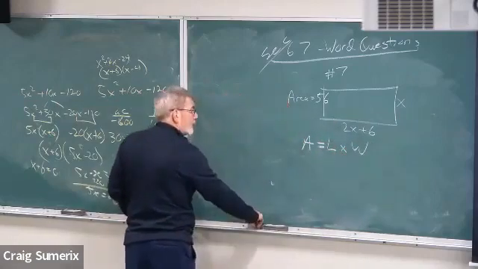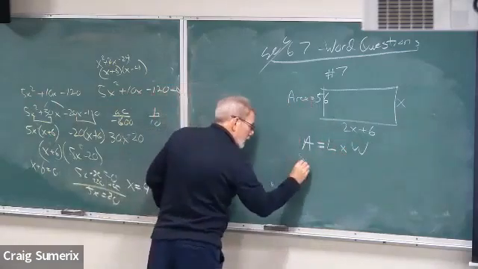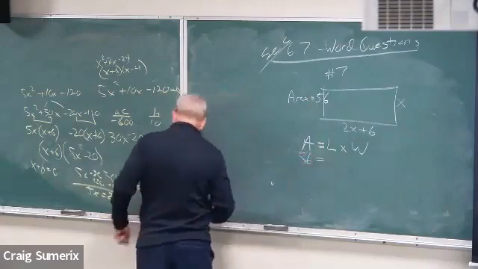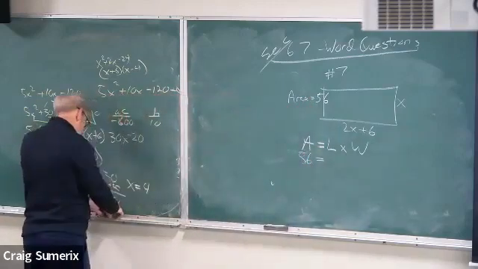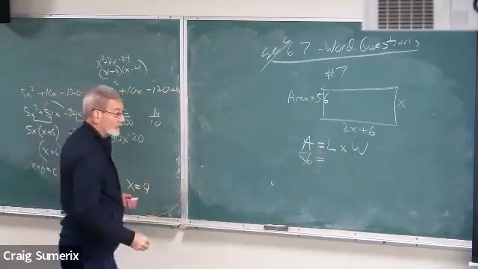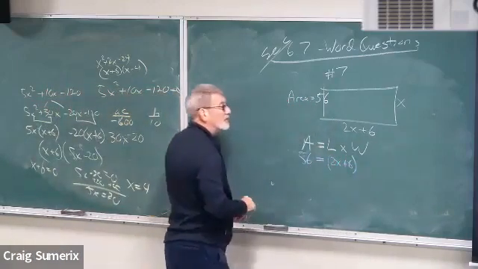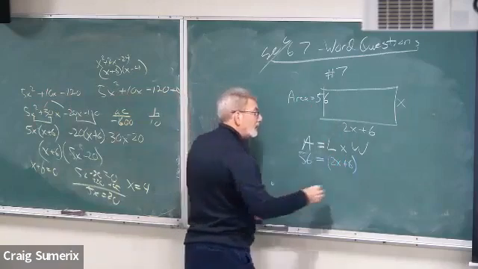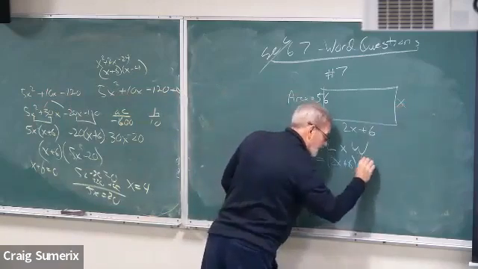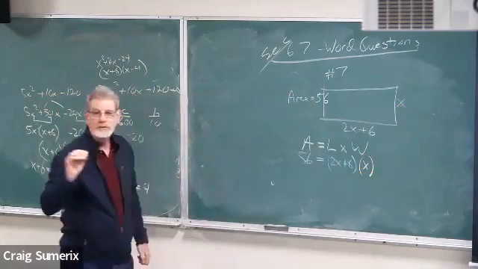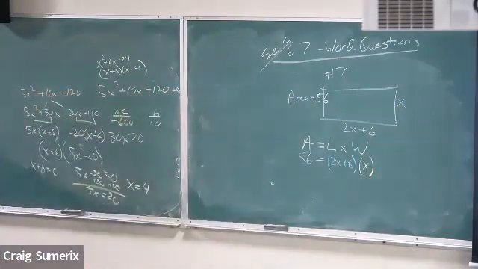Do we know any of those numbers? You know one of them. Area is 56. Do we know what the length is? 2x plus 6. Do we know what the width is? No. X. Does this look a little bit like a question from the last section? What could you do with it? Multiply it out.